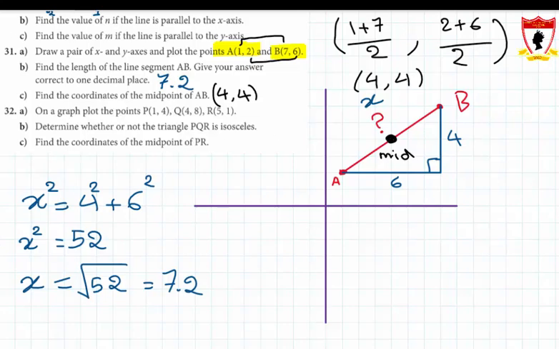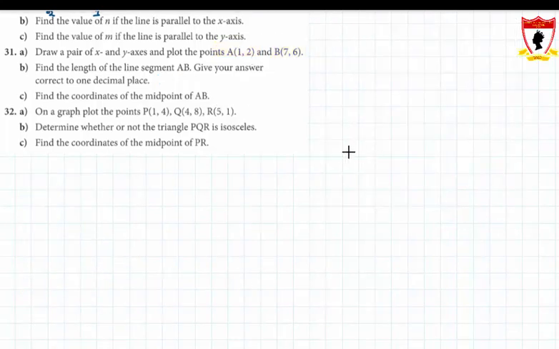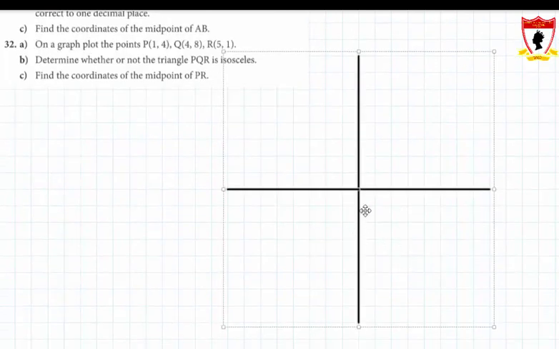Okay, we need an XY axis. The largest number here is 8, so an 8 by 8 XY axis is enough for this question. Now it's 8 by 8. It's enough for question 32.